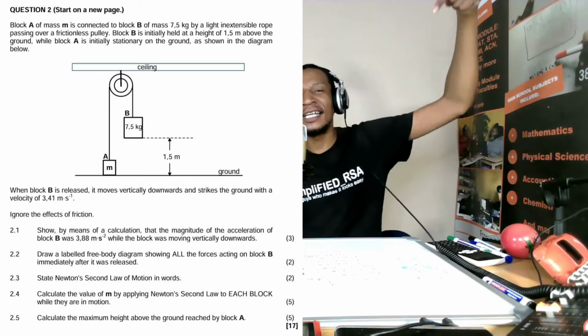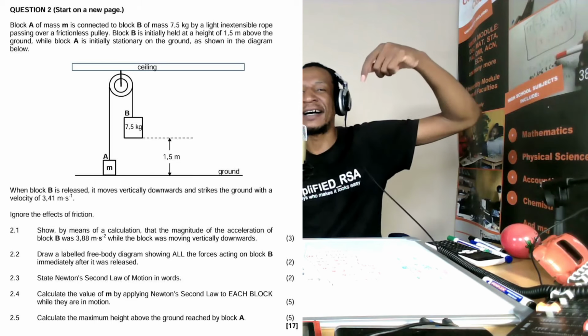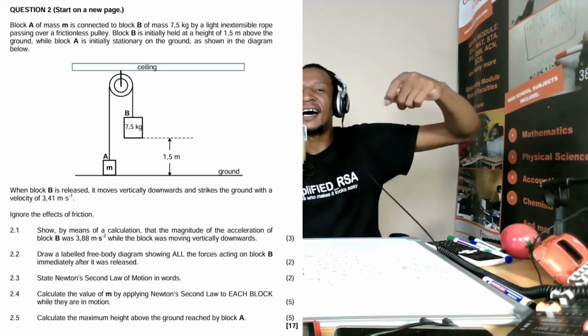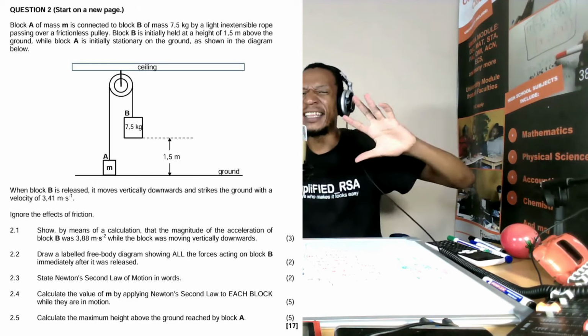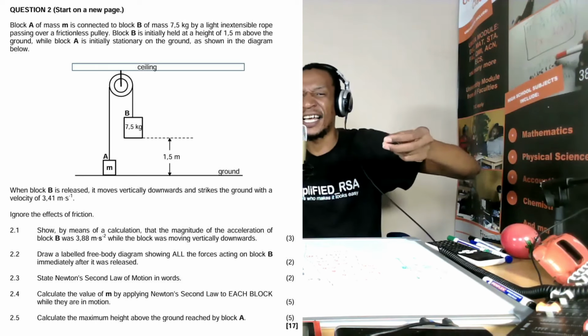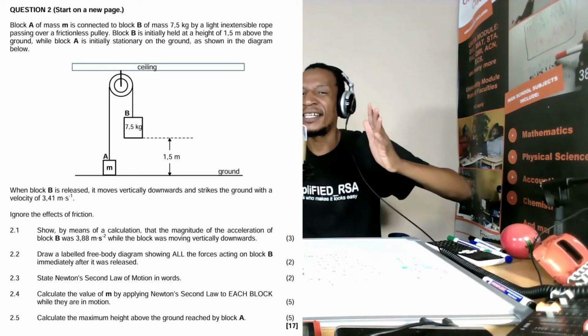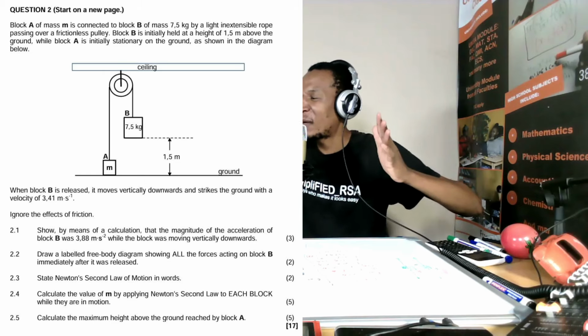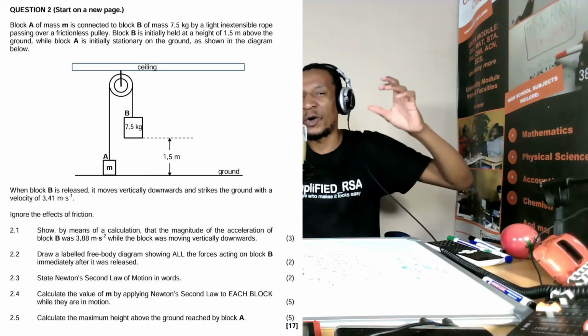Please attempt the question, leave your answer in the comments. We just want to see how we can do it. And then later on, I'll come with an answer as well. But attempt this one. Try to see if you can get the maximum height that was reached by block A, and then leave me your answer in the comments.